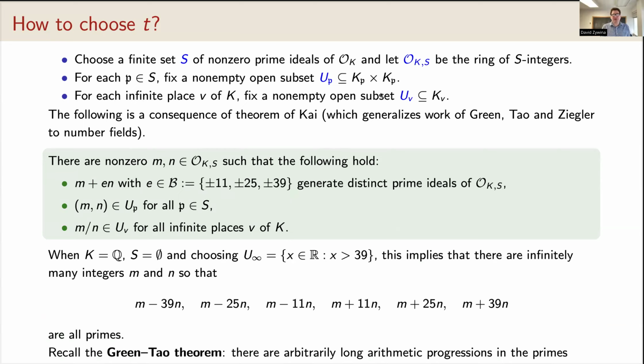So we're just going to choose a set S of non-zero prime ideals of O_K, the ring of integers of K, and let O_{K,S} be the ring of S-integers. So I'm allowing negative valuation at primes in S.